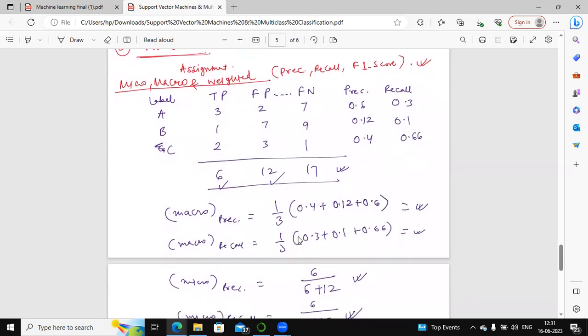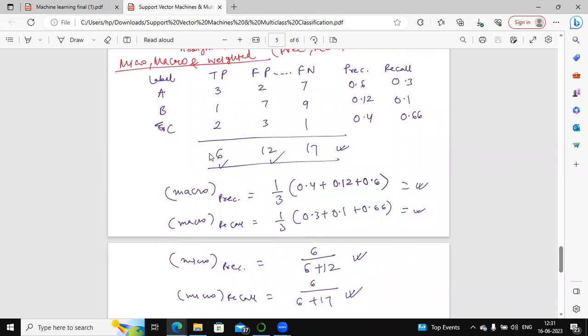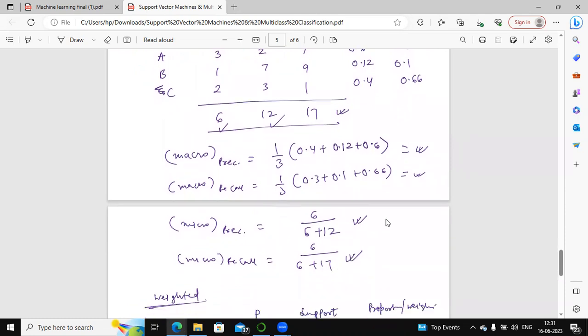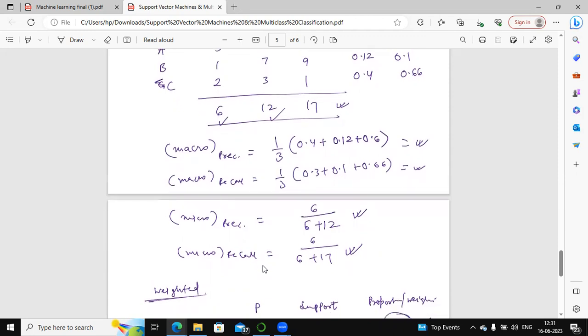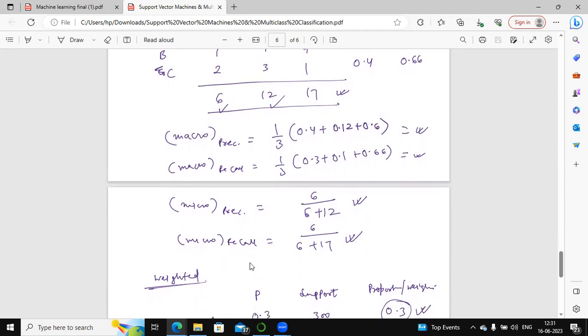Now we want micro precision. Micro precision is nothing but total true positive by true positive plus false positive. That is 6 by 6 plus 12. And micro recall is true positive by true positive plus false negative, that is 6 by 17. So we'll get some value. So these are macro precision, macro recall, micro precision, micro recall. When you import classification report from sklearn metrics and apply that on y_test and y_predictions, then you will get the macro precision and macro recall, and also the weighted value.